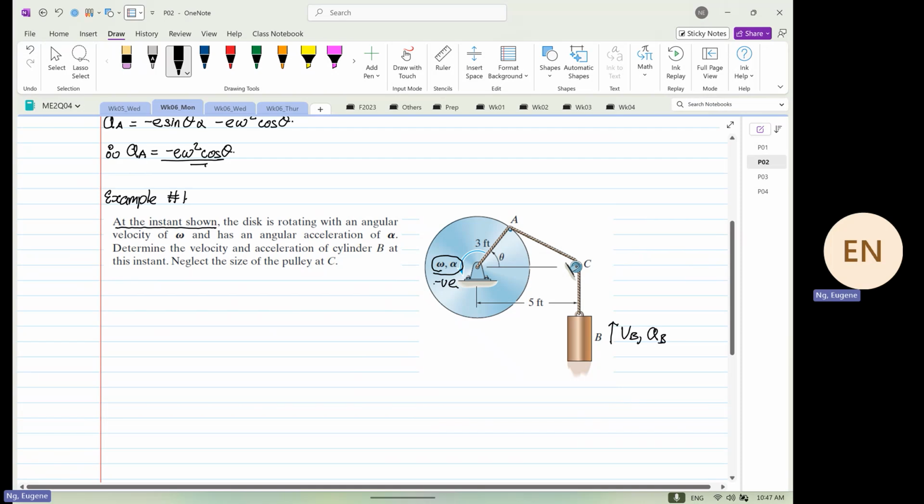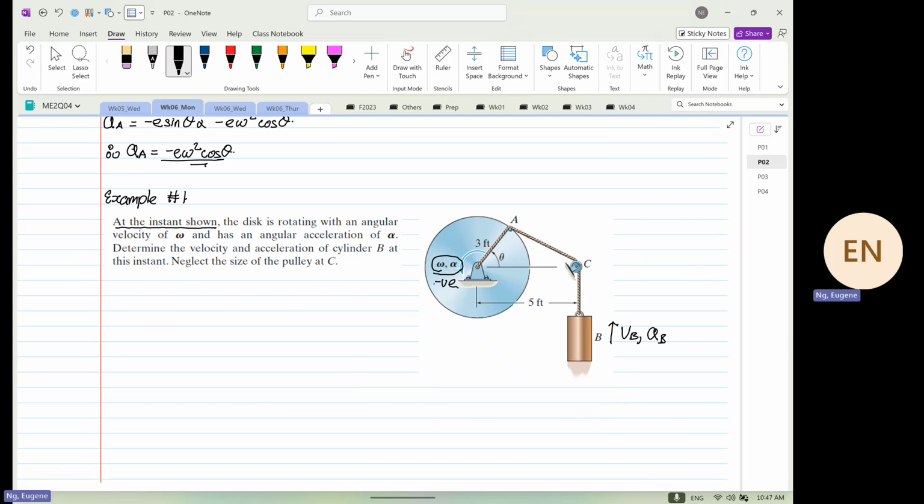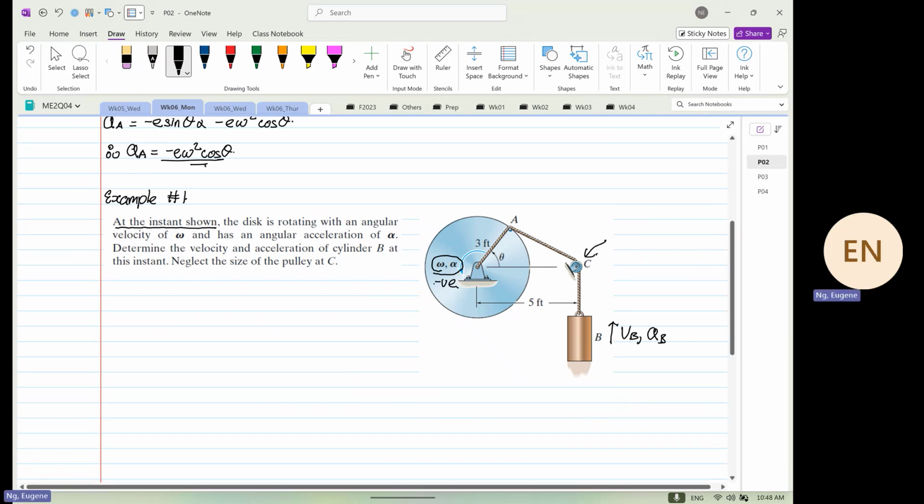...are going upwards because the disc is rotating in a clockwise direction. Okay, so we are going to neglect the size of the pulley at C. So we are going to mention that radius.